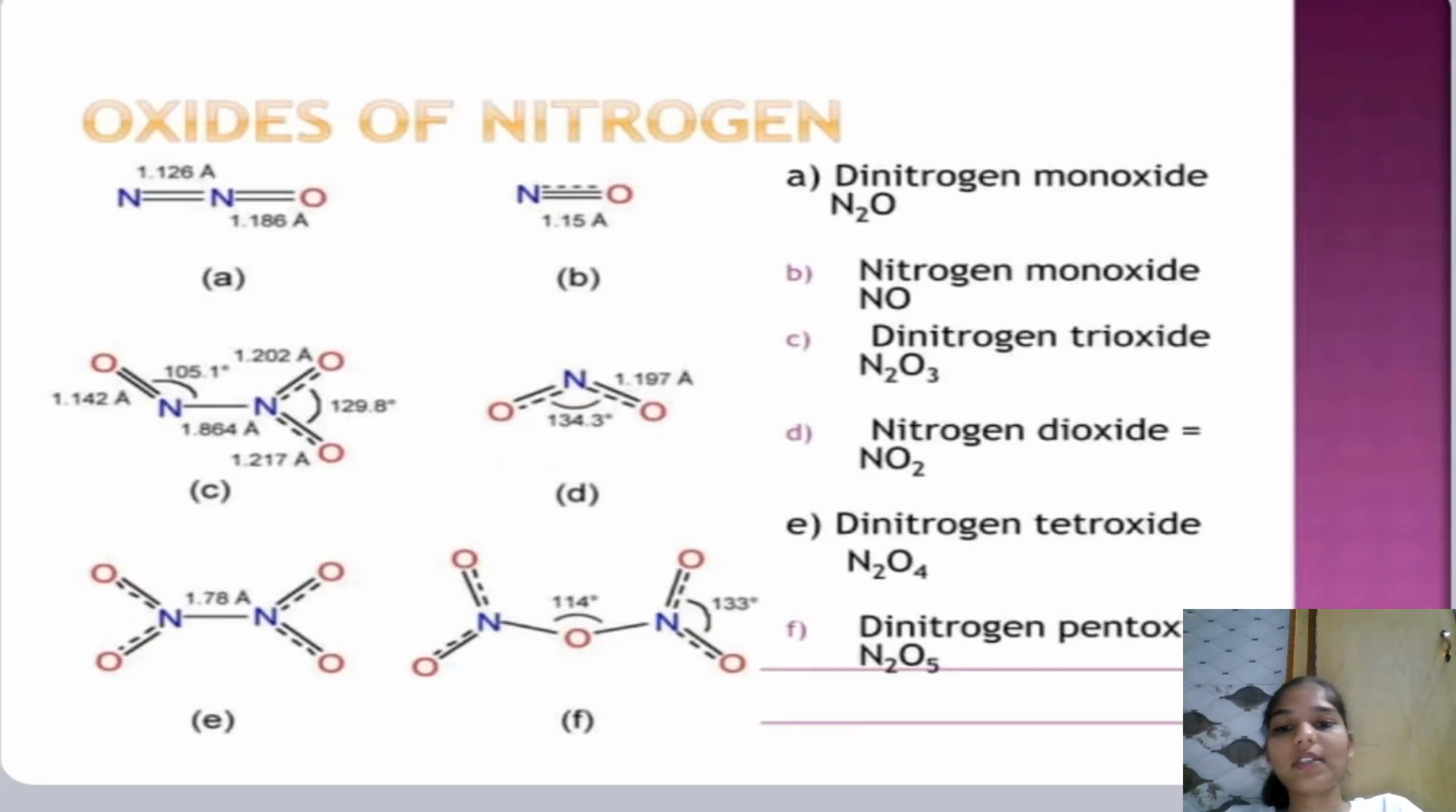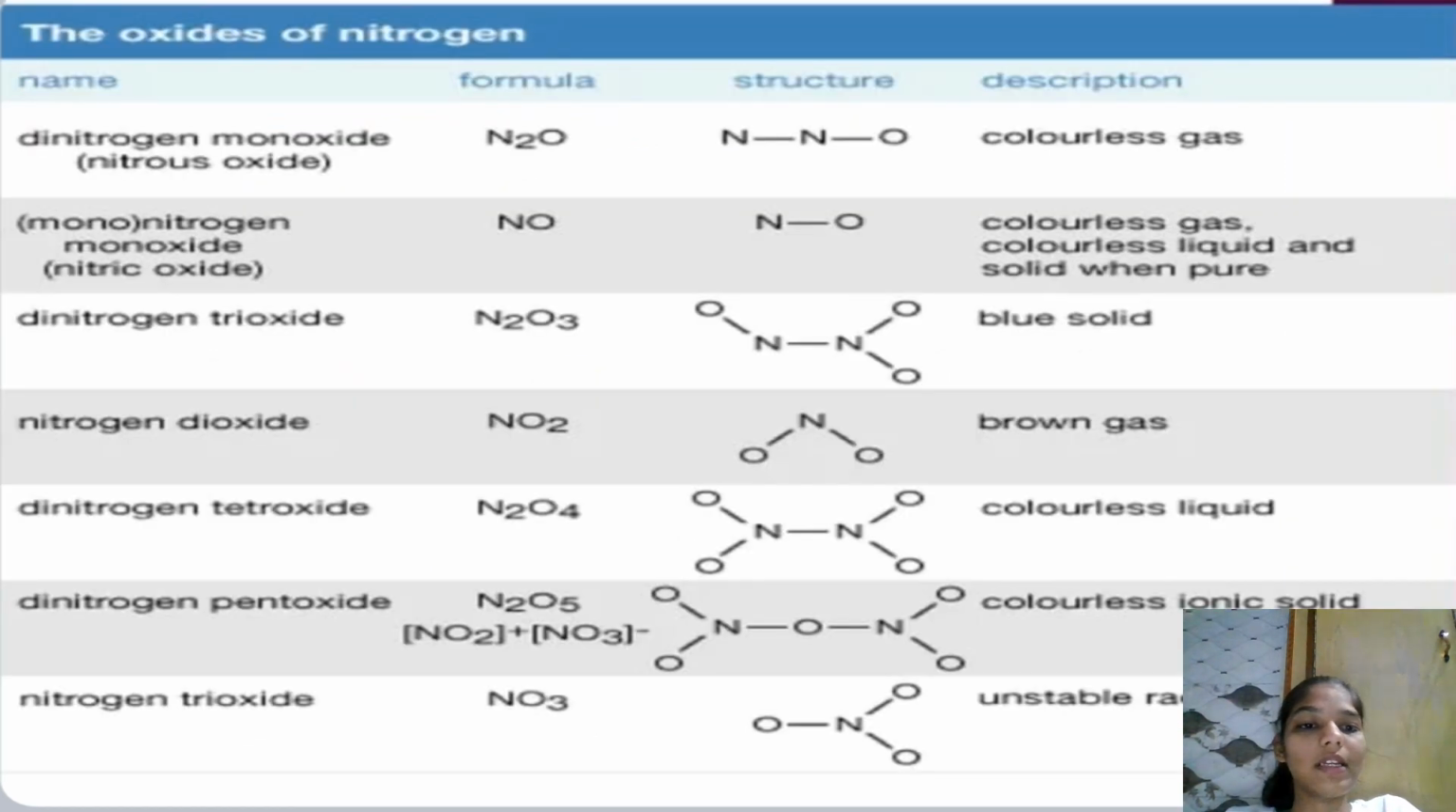Next are the oxides of nitrogen. There are many oxides of nitrogen such as dinitrogen monoxide, nitrogen monoxide, dinitrogen trioxide, nitrogen dioxide, dinitrogen tetraoxide, dinitrogen pentaoxide. The structures of all of which are shown here. Next we discuss the oxides of nitrogen and their description.